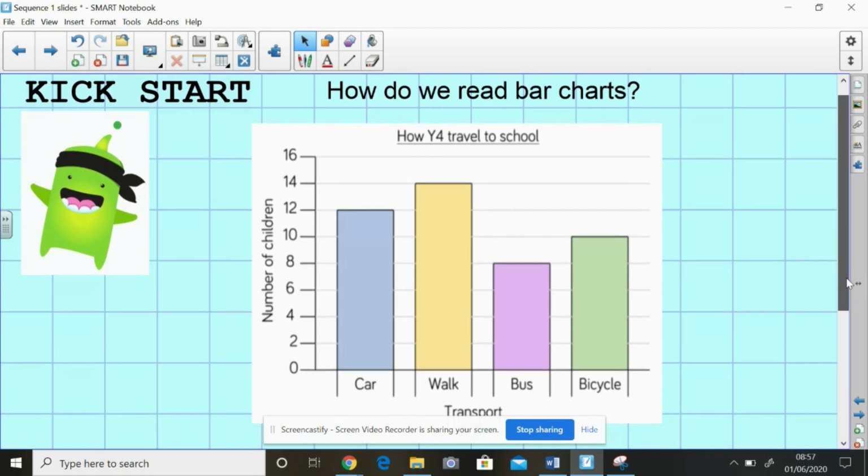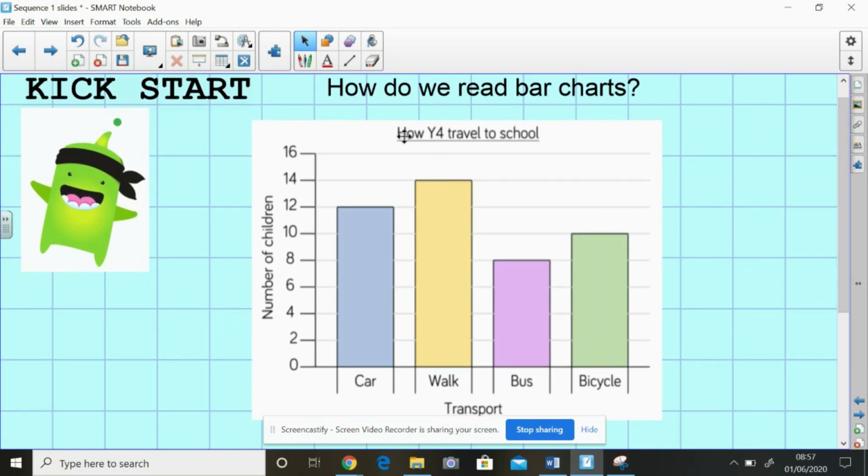How do we read this bar chart? Firstly, we've got a title at the top, and this is the title of the full bar chart. So this is what the bar chart is about. And this bar chart is about how Year 4 travel to school. So that's what we're going to find out.